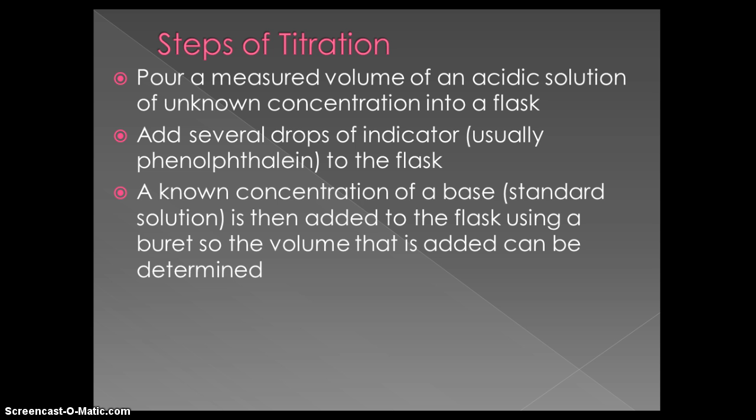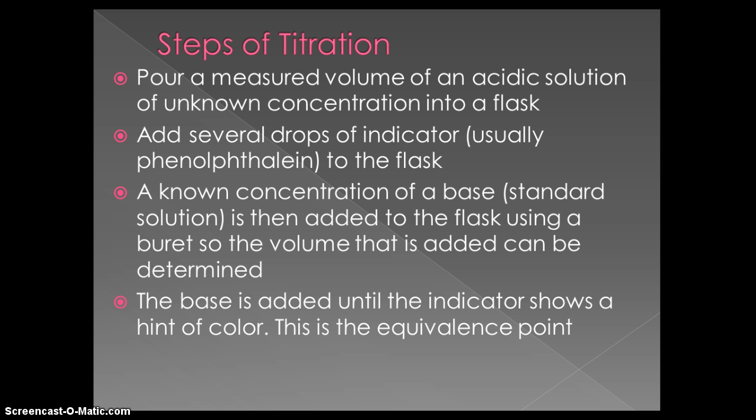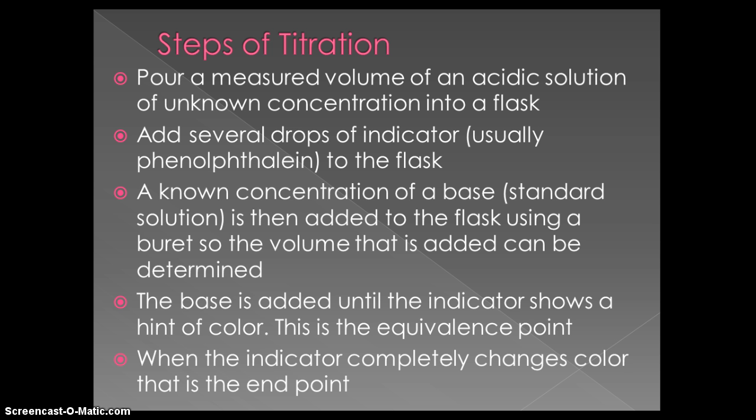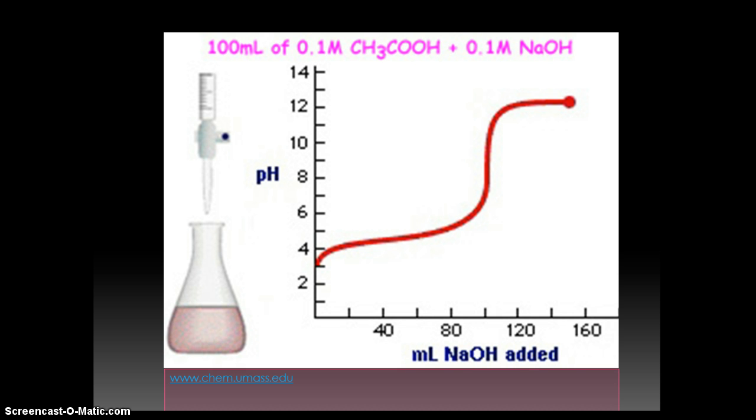added to the flask. As the base is added, eventually that indicator is going to start to show up, and when you have a hint of color, that is called the equivalence point. And when the indicator completely changes color, that is called the end point. And so here we have a sample titration.